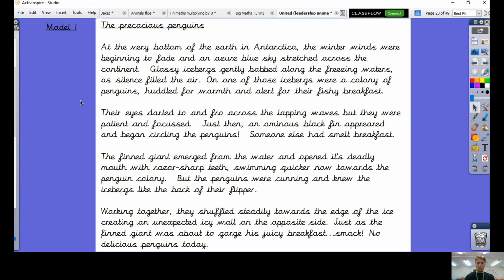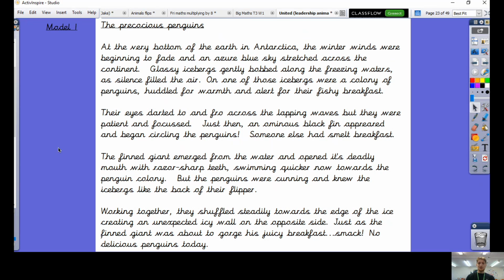Just then, an ominous black fin appeared and began circling the penguins. Someone else had smelt breakfast. The fin giant emerged from the water and opened its deadly mouth with razor-sharp teeth, swimming quicker now towards the penguin colony. But the penguins were cunning and knew the icebergs like the back of their flipper.